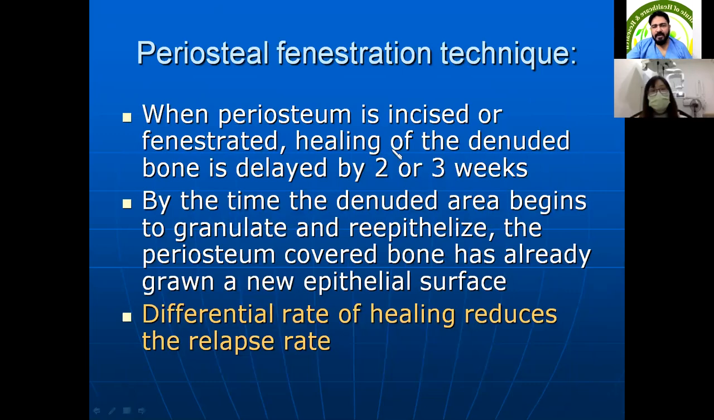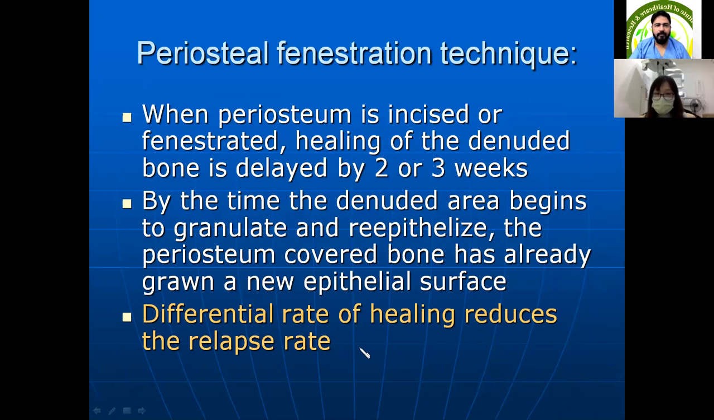When the periosteum is incised or fenestrated, the healing of the denuded bone is delayed by 2 or 3 weeks. By the time the denuded area begins to granulate and reepithelialize, the periosteum covered bone has already grown a new epithelial surface. The differential rate of healing reduces the relapse rate.